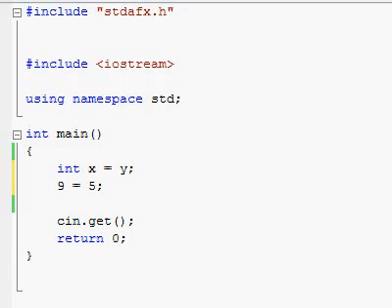Now let's learn some more about operators. Operators are these little symbols like equals, plus, minus, times, and many more that we'll see later on, which are really little commands in C++.